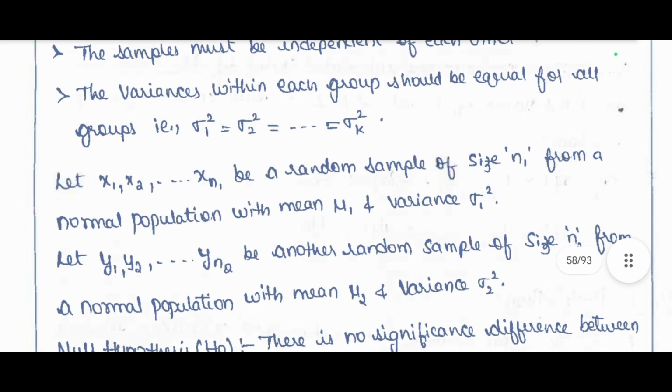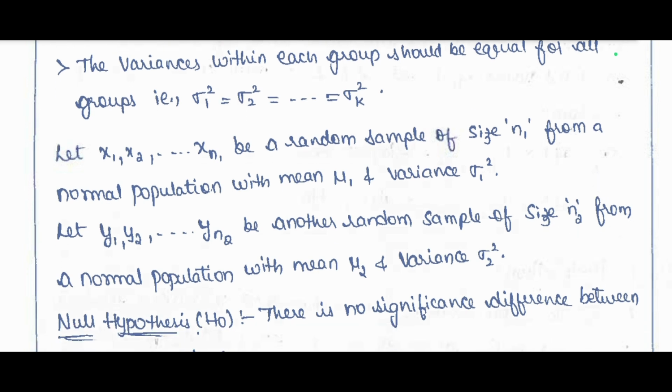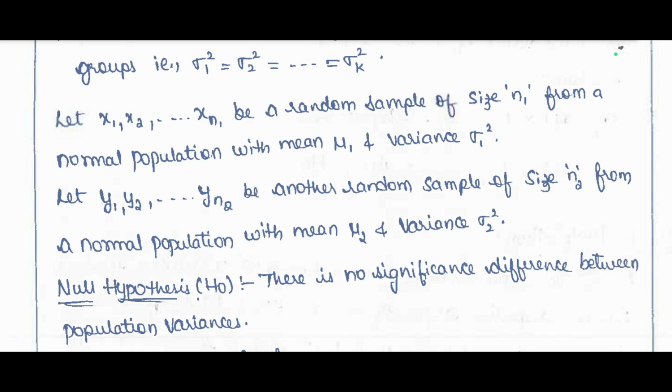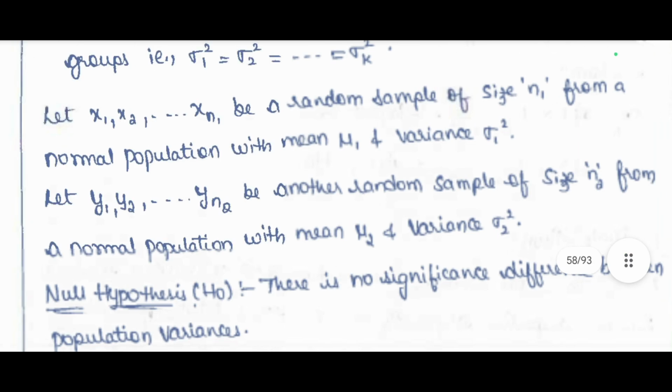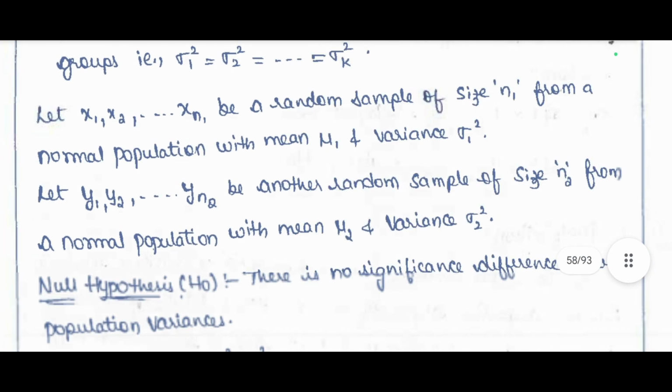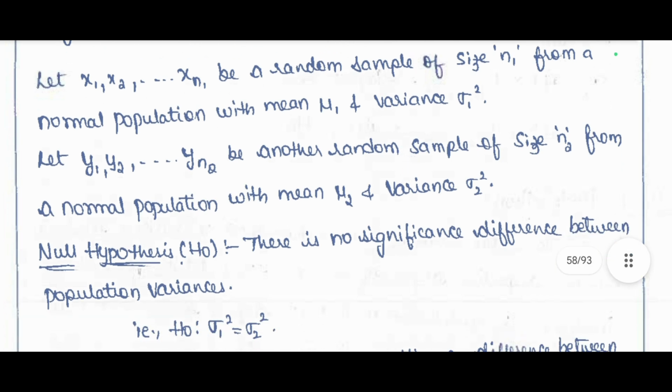Let x1, x2, x3 and so on up to xn1 be a random sample of size n1 from a normal population with mean mu1 and variance sigma 1 square. Similarly, y1, y2, y3 and so on up to yn2 be another random sample of size n2 from a normal population with mean mu2 and variance sigma 2 square.